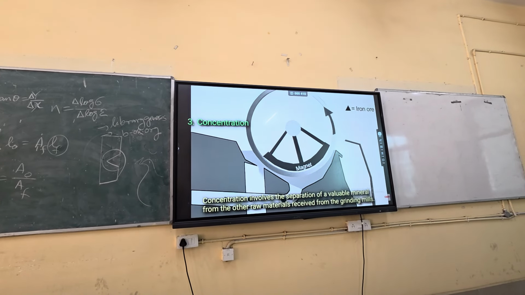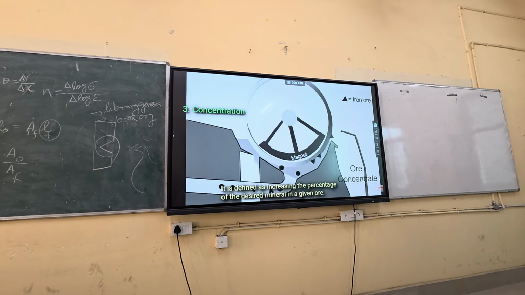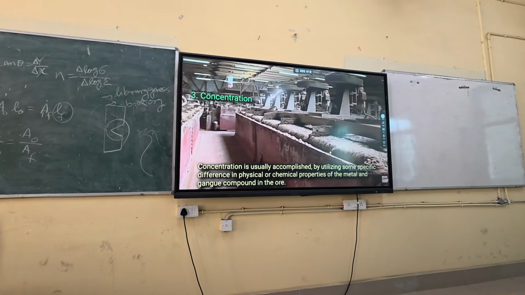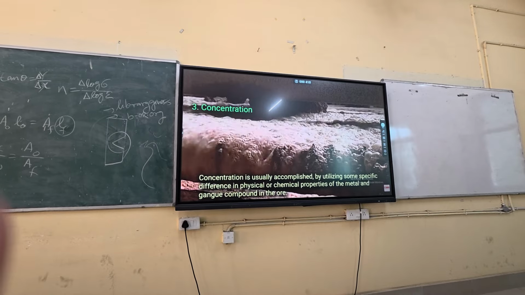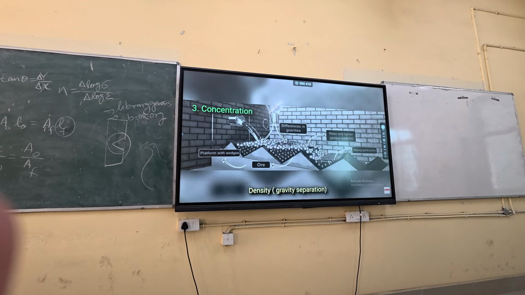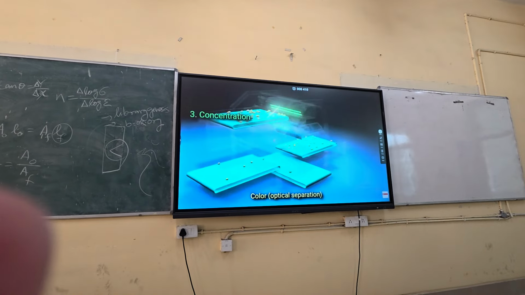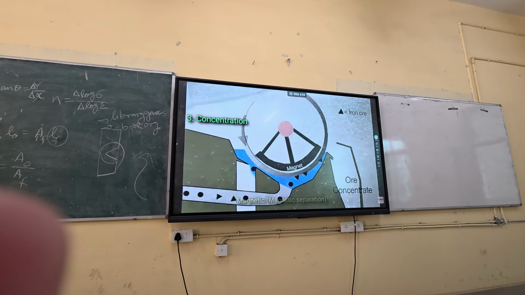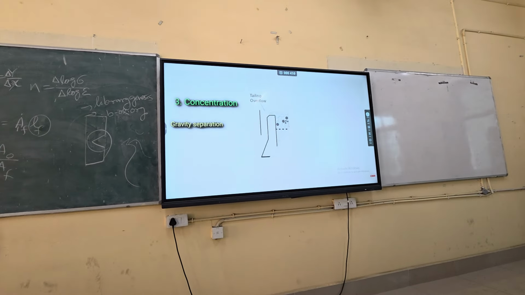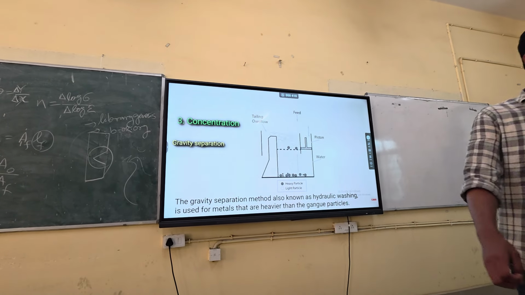Then the concentration process. This is magnetic separation, magnetic concentration. Anybody remember what this is? Sulfidation. Sulfidation is also a concentration process. This is electric separation. This is flotation. You can see the froth. This is called jigging, actually gravity separation.